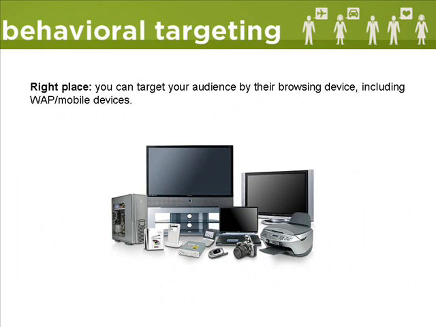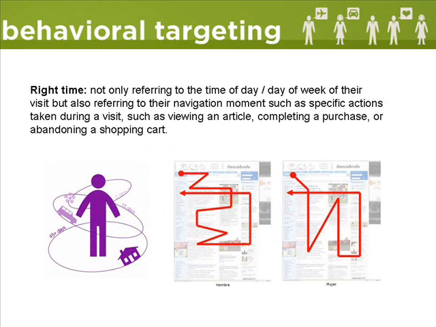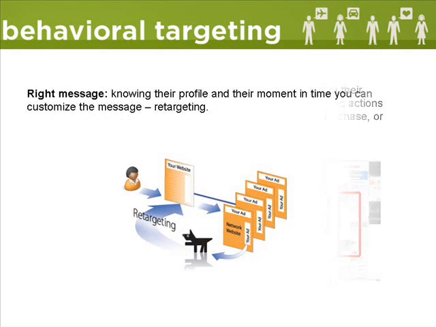Right place. You can target your audience by the browsing device, including web or mobile devices. Right time. Not only referring to the time of the day or the day of the week of the visit, but also referring to the navigation moment, such as a specific action taken during a visit, such as viewing an article, completing a purchase, or abandoning a shopping cart. Right message. Knowing the profile and the moment in time, you can customize the message, that is, retargeting.